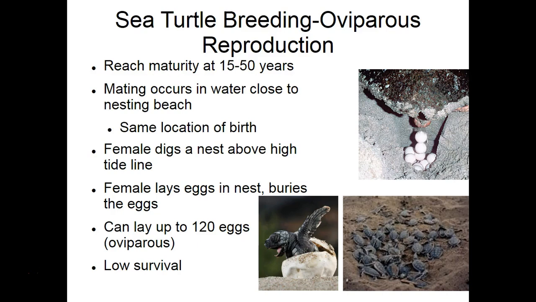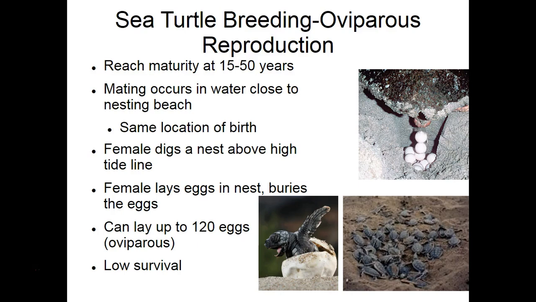Okay, now how do sea turtles breed? They are oviparous, just like the seabirds are. So they lay eggs. Depending on their species, they reach maturity between 15 and 50 years of age. So it can take 50 years before a sea turtle starts to reproduce. Mating occurs in water that's close to a nesting beach, and essentially where that sea turtle was born, it goes back to that beach, and off the shore in the water, it will meet up with a partner, and it will copulate or mate.